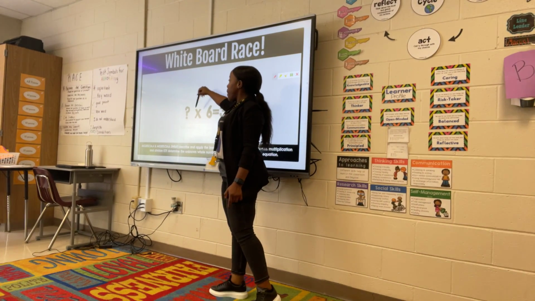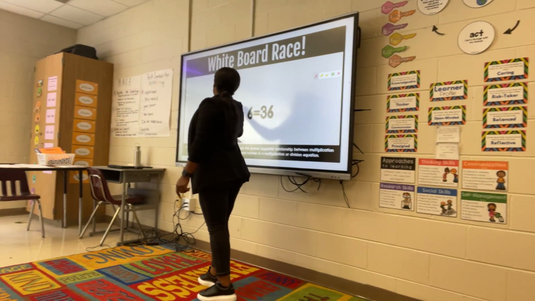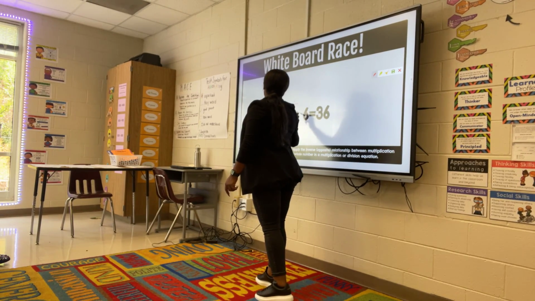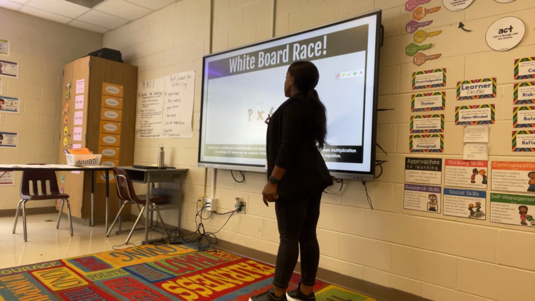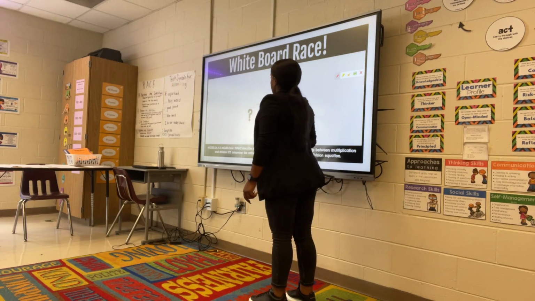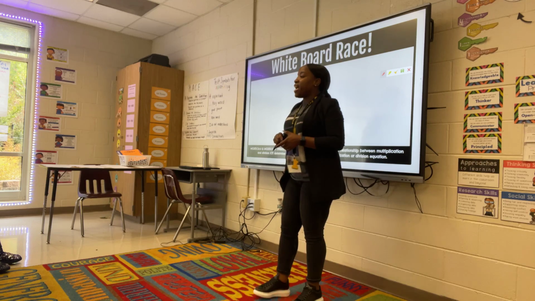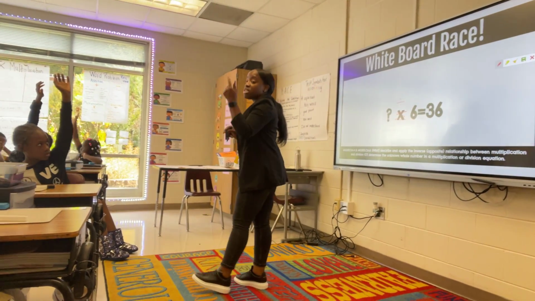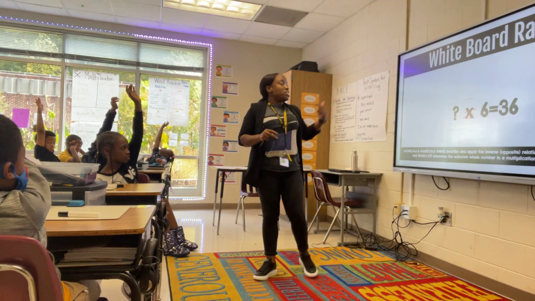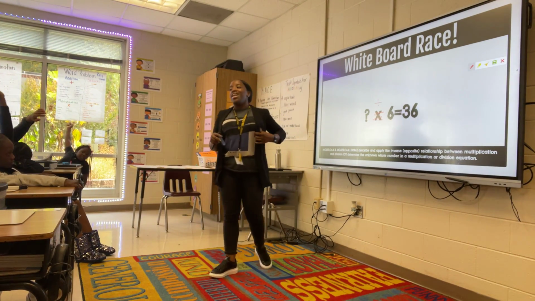And the inverse operation of multiplication, we have to do what? Divide. So I'm going to divide, cross that out, and I'm going to divide. So I need to divide 6 into 36. What strategies can we use to find the answer for division? Because we are applying the inverse operation, the strategy we use has to be a division strategy.